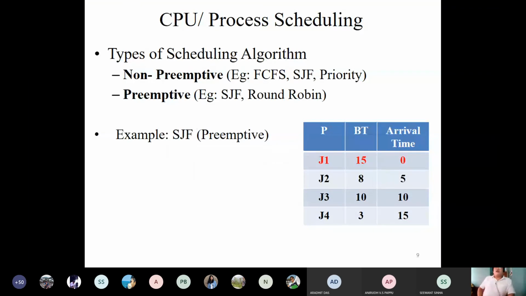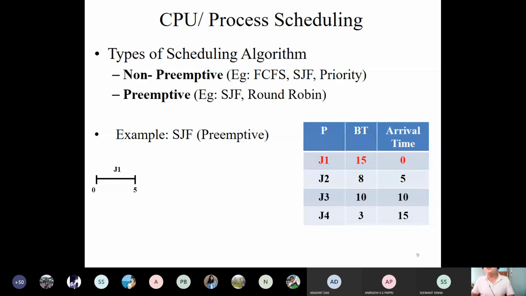Okay, fine. So these are the jobs with the burst time and the arrival time. When job J1 arrived at time t equals 0, no other job was there. The CPU was free, so the CPU was immediately given to job J1. Job J1 initiated its execution from time t equals 0. At time t equals 1 it is executing, at time t equals 2 it is executing. Until time t equals 5, the CPU is with job J1.